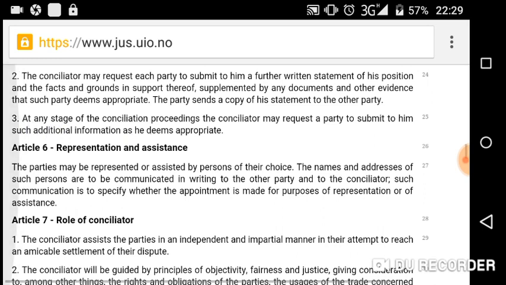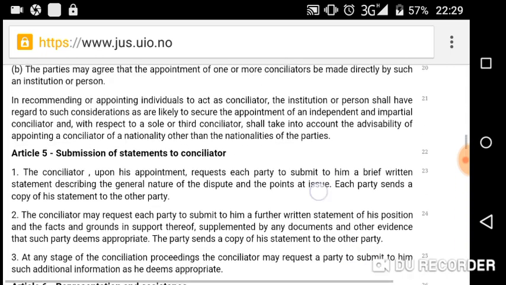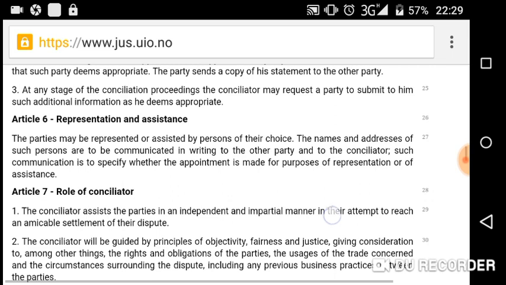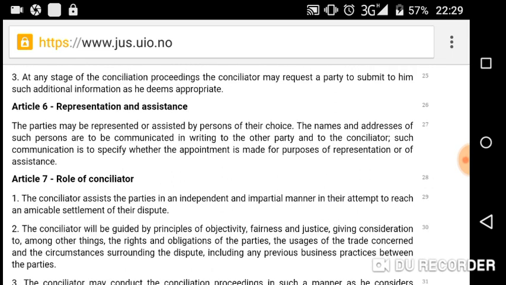The main important keyword here is additional information. At any stage of the conciliation proceeding, the conciliator can request a party for additional information if needed, to reach a decision. Then Article 6, representation and assistance.